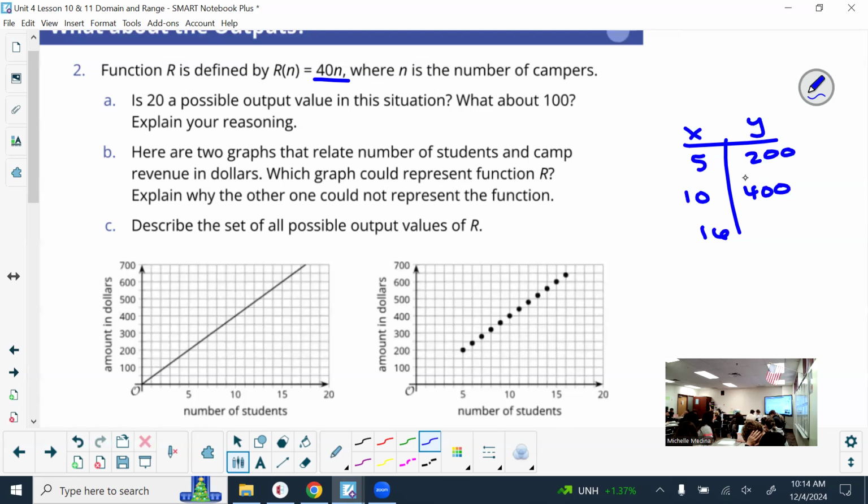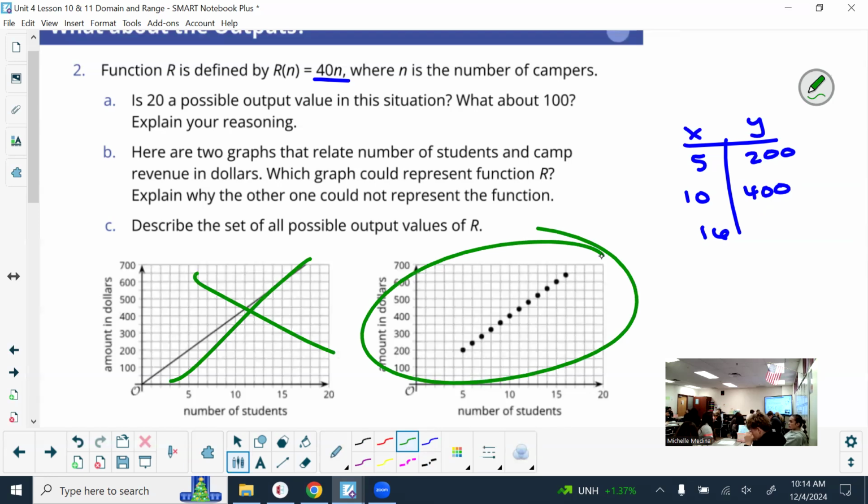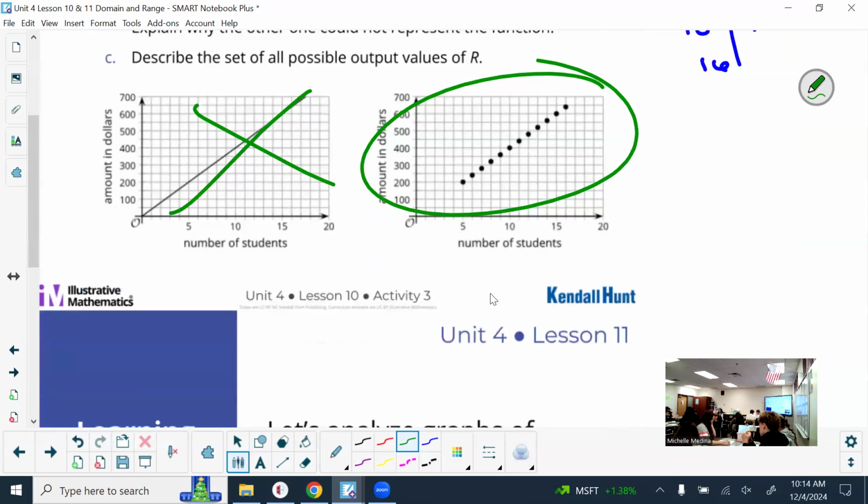what I definitely shouldn't have as an output would be like $401, right? There's no way they're charging someone other than $40. So it has to be multiples of 40 from when the inputs are 5 to 16. So there are situations like that where instead of connecting the dots, I would just leave them as separate, distinct dots. Does that make sense? Any questions on that? You're really just seeing, is it possible to have a decimal of a person? Would it make sense? Should I connect them or should I just leave them like that?